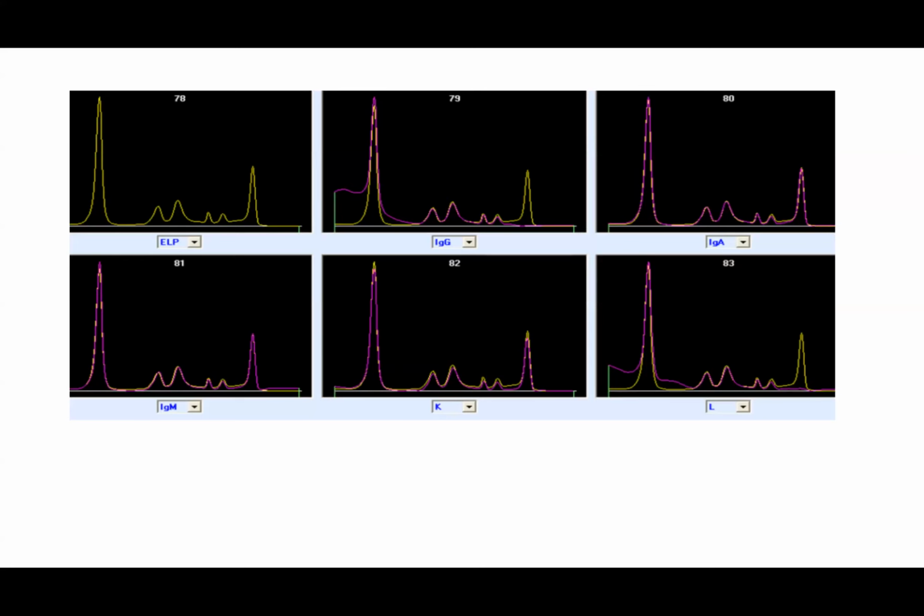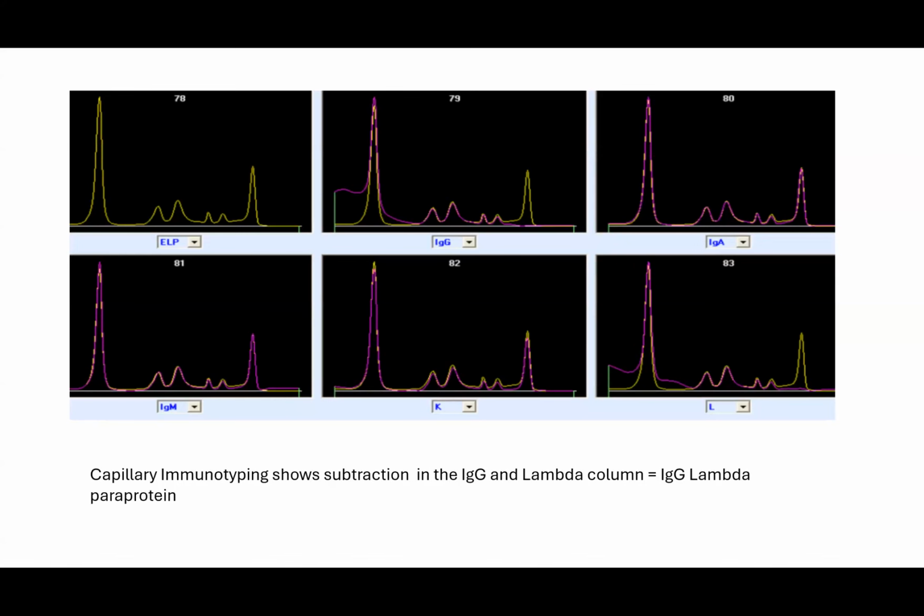Then you look at IgA, which has not disappeared. With IgM, you still see the red peak in the gamma region. And with kappa, you can still see the red peak in the gamma region, but with lambda, again, the red peak has disappeared. I'll give you a couple of seconds to think about the type of paraprotein. So I hope you all agree that it is an IgG lambda paraprotein.